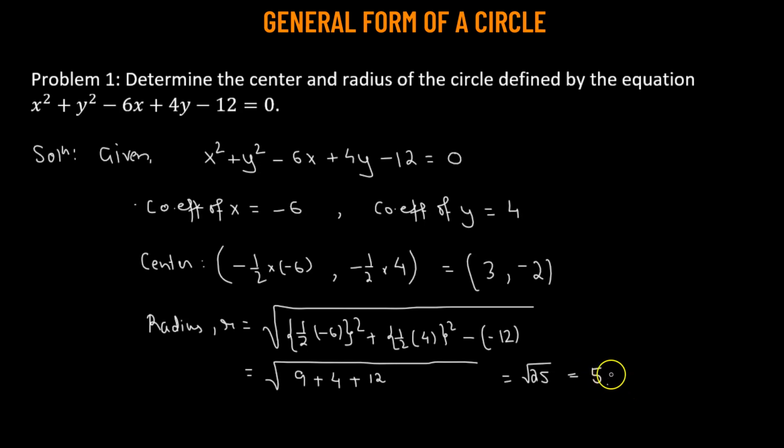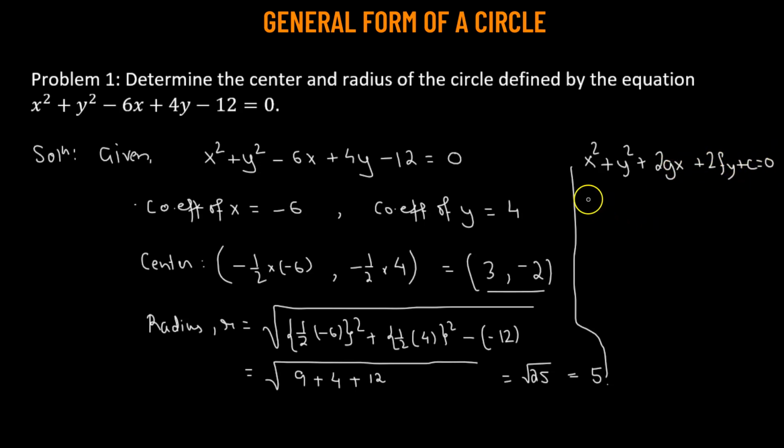So this is going to be the radius of the circle, and the center of our circle has the coordinate (3, -2). And if you want to go the other way, if you want to compare it with x squared plus y squared plus 2gx plus 2fy plus c equals 0, here we can find out that 2g is equal to -6. So solving for g, we get g equals -3, and then we have 2f equals 4, so f will be equal to 2.